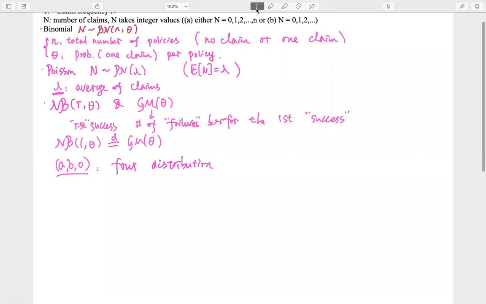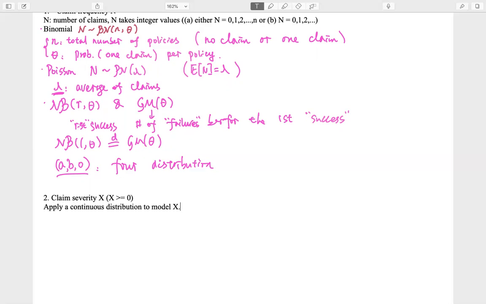Okay, for chapter 2, what we study is claim severity, and the notation we use is X. Obviously, X has to be greater than or equal to 0 because it's claim severity, right? And usually we apply a continuous distribution to model X. The reason is because the size can really be any number, right?